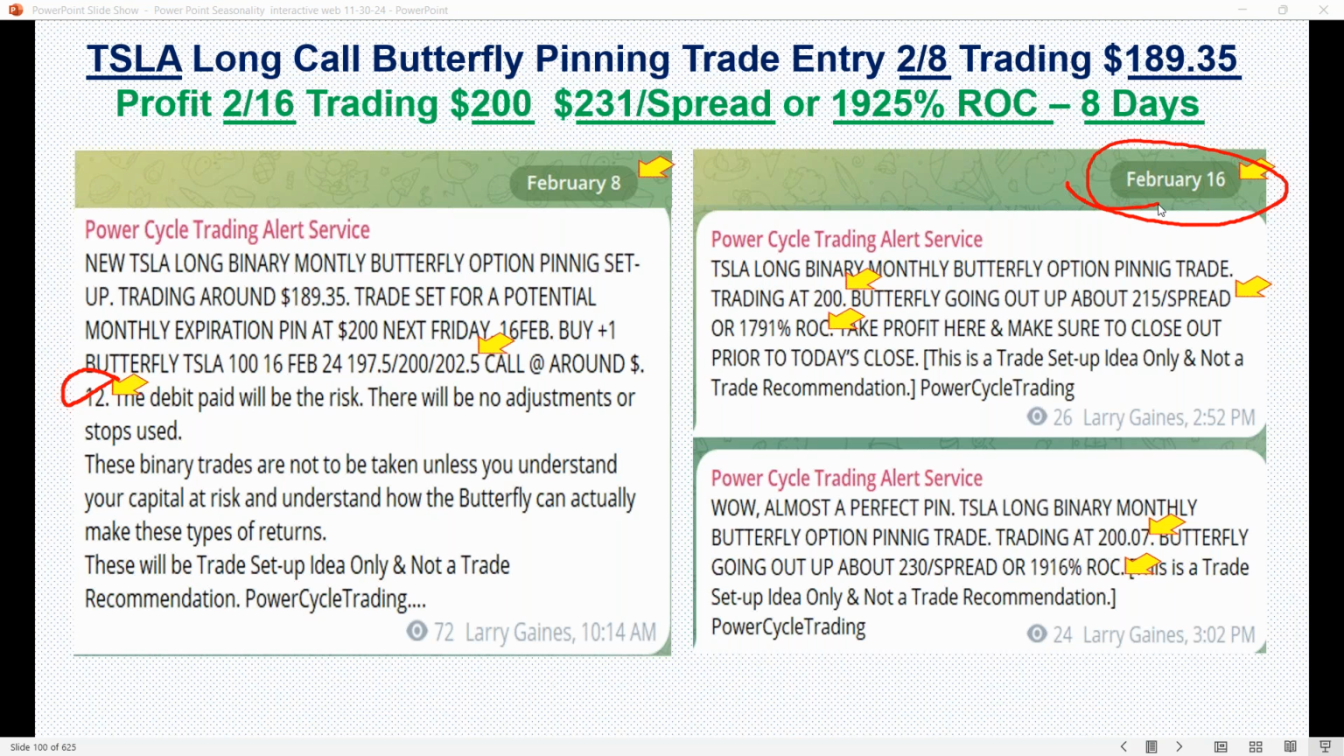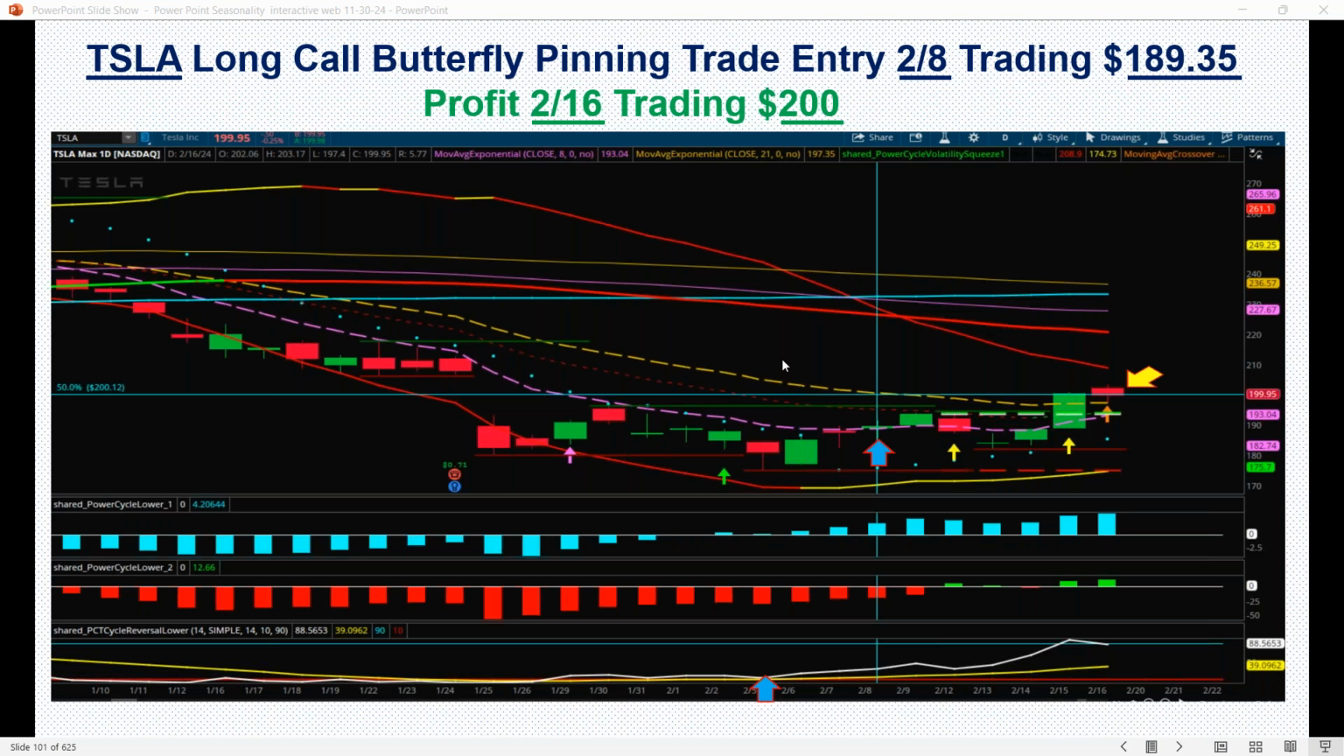So here it was going out the 16th. It was trading at 200, right at our target. Now this butterfly was up $215 per spread on that risk of 12, up $1,791. Now here it was at the close. This is rare. I've never seen it pin exactly like this ever. I said, wow, almost a perfect pin. Actually, it was. So it was trading right at 200 basically. And so the butterfly was going out right there at 230 per spread, or 1,916% return. So these are things that can happen if you just know how and when to do it.